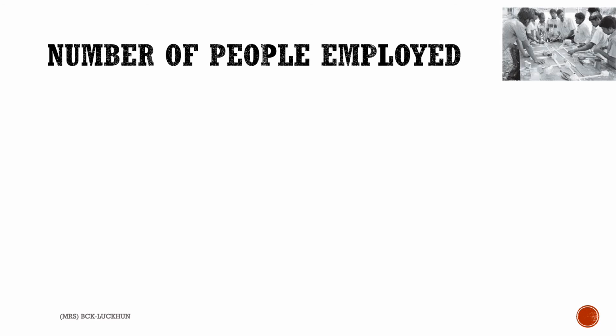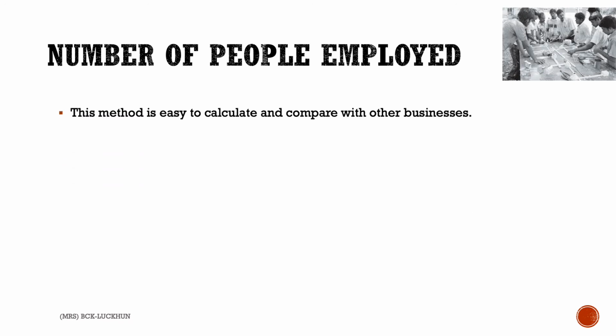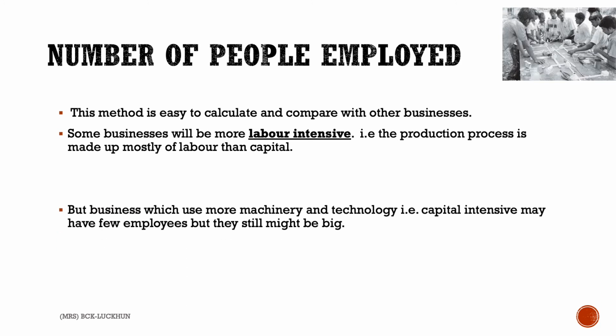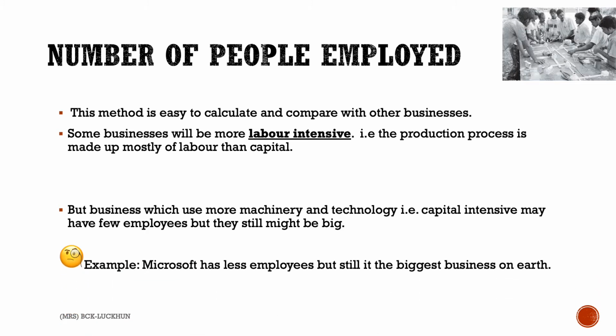Let us now move on to the number of people employed. This method is easy to calculate and compare with other businesses. Some businesses will be more labor intensive, that is, the production process is mostly made up of labor rather than capital. But businesses which use more machinery and technology, that is capital intensive, may have few employees, but they still might be big. For example, Microsoft has fewer employees, but still it is the biggest business on earth.